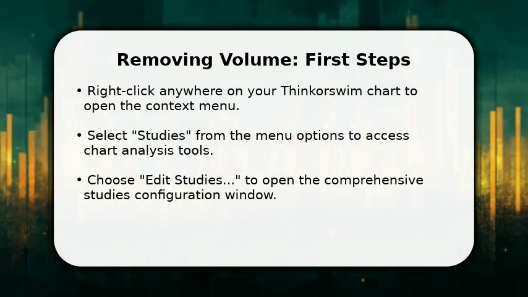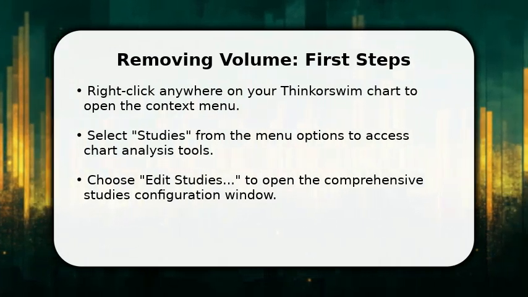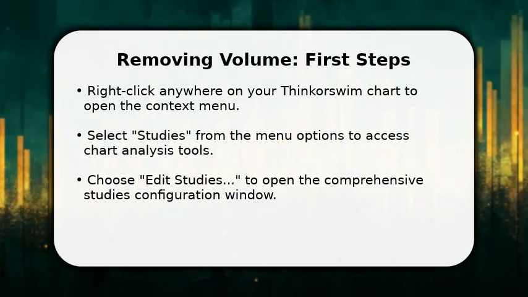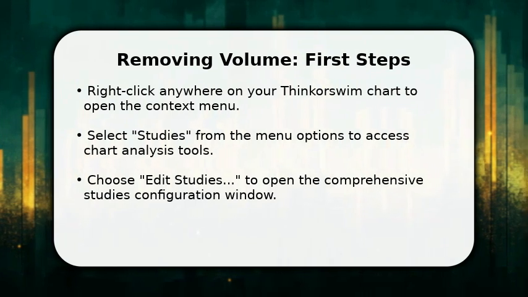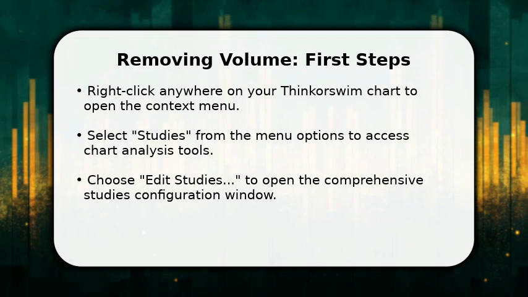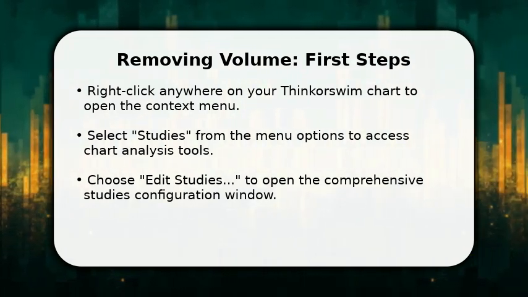First, you'll want to right-click directly on the chart itself. This action brings up a helpful context menu with several options. From there, simply navigate your mouse to the Studies option. Then, click on Edit Studies to open the window where you can manage all the indicators displayed on your chart. This is the crucial first step to customizing your view.